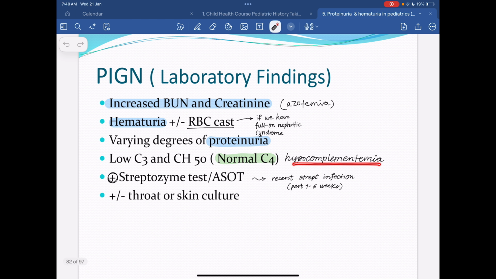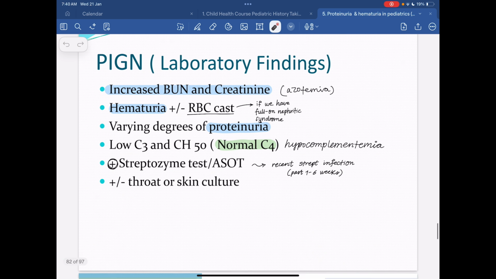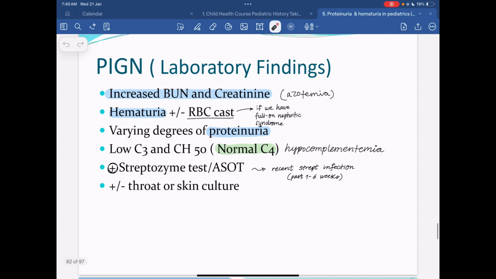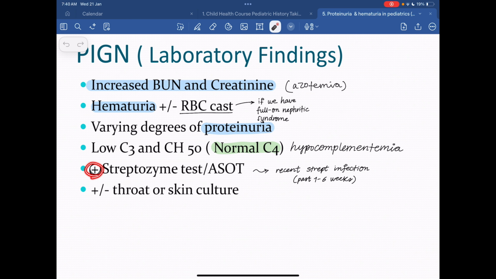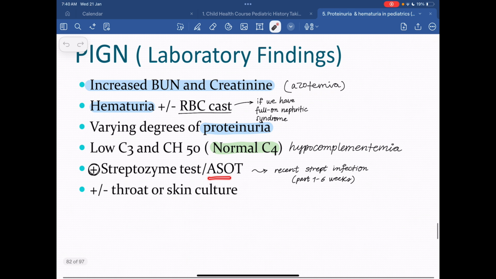Hypocomplementemia. Low C3 and CH50. بس أما C4 في الكومبلمنت normal يكون. أما في النفراك syndrome قلنا إن الكومبلمنت normal. وشيء مهم أهم حاجة هنا يكون عندنا positive streptoenzyme test على ال ASO titers. هذا to confirm إنه كان عنده أصلا strep infection.